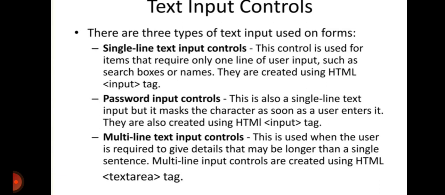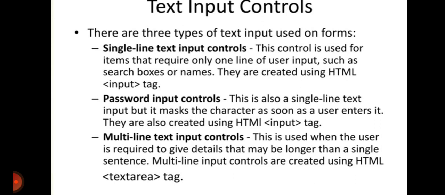Now let us know about text input controls. There are three types of text input used on forms. First one is single line text input controls. This control is used for items that require only one line of user input, such as search boxes or names. They are created using the HTML input tag.